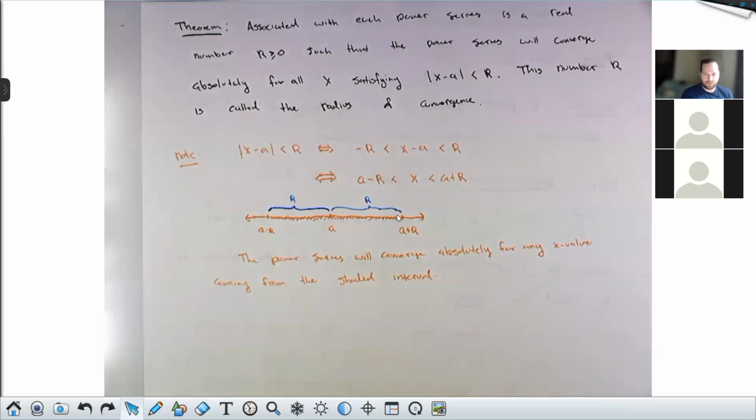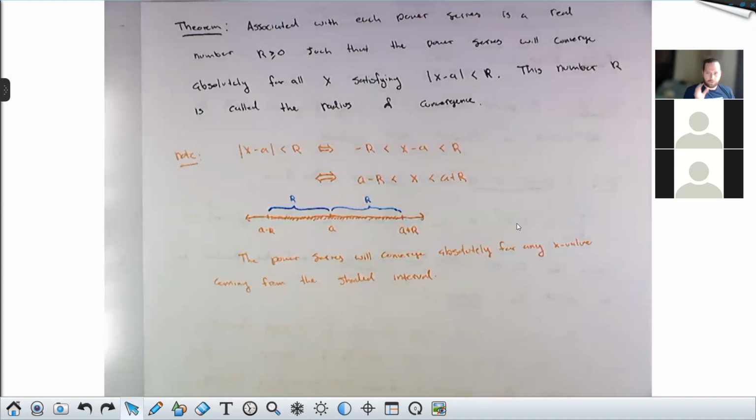And there remains a question: what happens outside of this interval? Does the series necessarily diverge? And what happens at these particular numbers, a minus r and a plus r, the endpoints of this interval? I know the series converges in here. That's really all this theorem tells me. It turns out that at the endpoints, it could go either way, and we're going to need to check them individually. It also turns out that outside this interval, the series is guaranteed to diverge. Okay.